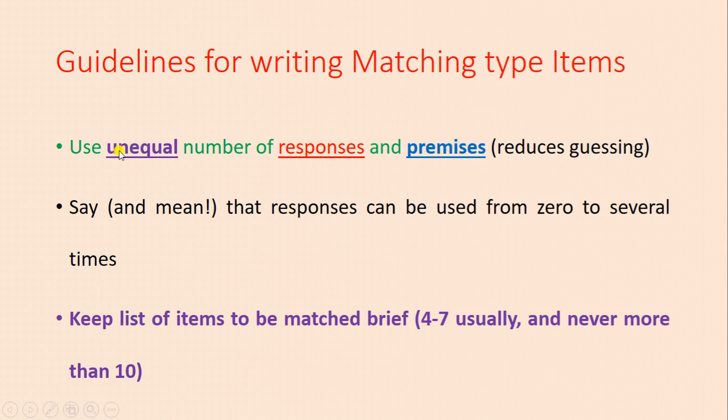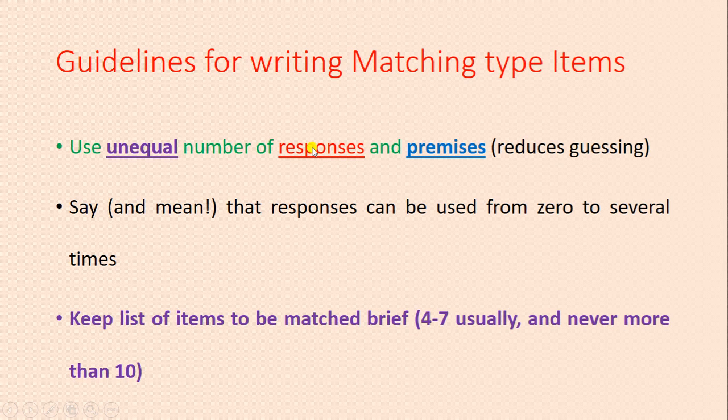You have to keep in mind when you write down matching type items, you have to use an unequal number of responses and premises. It reduces guesses, because if there are unequal responses and premises, guessing will be reduced. If there is an equal number of responses and premises, for example 5 responses and 5 premises, they will match the first 4 premises with responses, and the last one there will be no need to match, because there is no other response to think about.